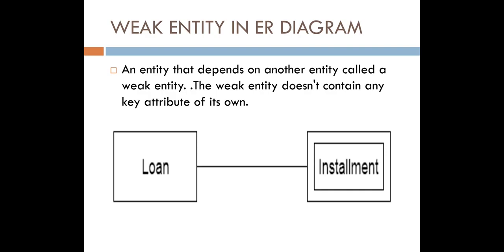Next is the weak entity. An entity that depends upon another entity is known as weak entity. It is represented by the double rectangular box. The weak entity does not contain any key attribute of its own. Here, the installment is one weak entity, because installment is fully depending upon the loan. So how much installment we have to give, how much time we have to give the installment will depend upon the loan we have, the amount of loan we have taken, the scheme associated with the loan we have taken. So here installment is one weak entity which is fully depending upon the loan entity.